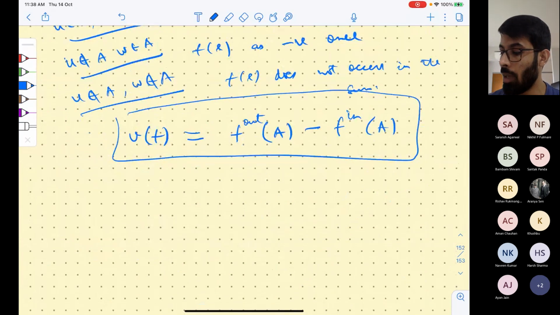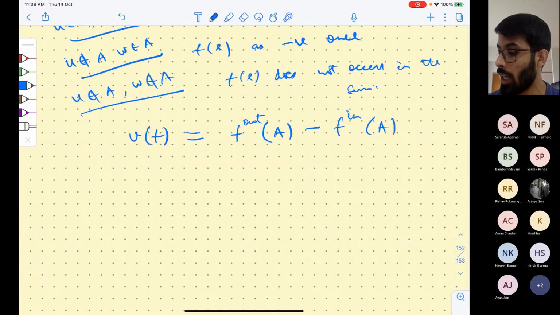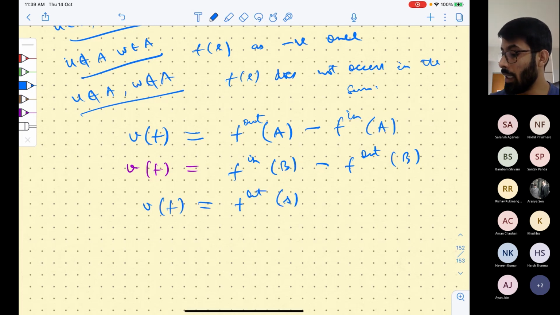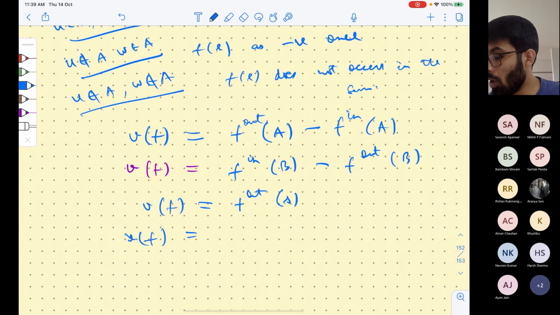So it was just some manipulation of summations and looking at them closely, that, okay, what are the edges which go out and so on. Okay, good. So similarly, we can show that V of F is equal to F in of B minus F out of B. V of F is equal to, we know that, F out of S. And from this, actually, we can show that V of F is equal to F in of T. Right? Good.